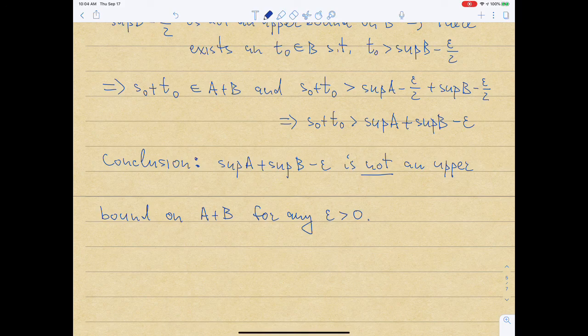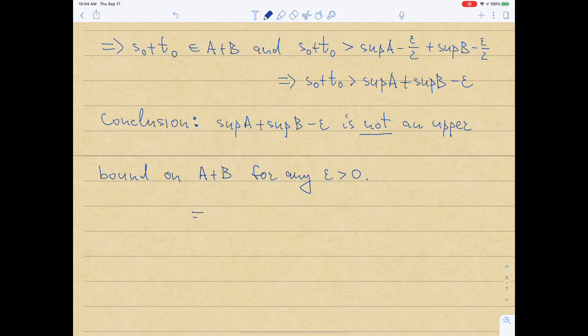And so then what does that mean? Any number smaller than sup A plus sup B is not an upper bound, but sup A plus sup B is an upper bound, like we already showed. And so therefore, supremum of A plus B, the least upper bound on the set capital A plus capital B, must be supremum of A plus supremum of B, and we're done.